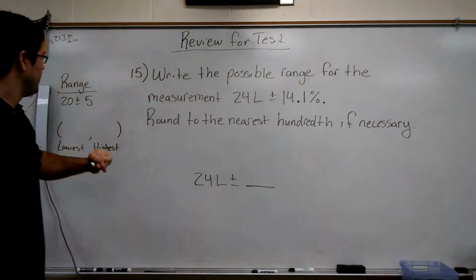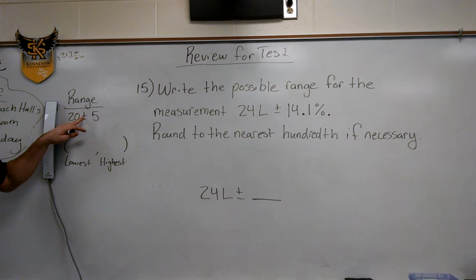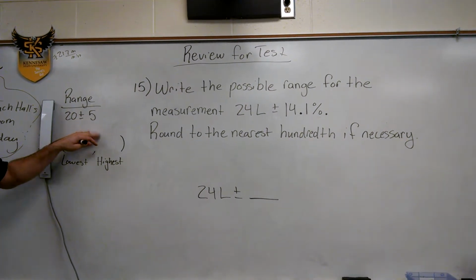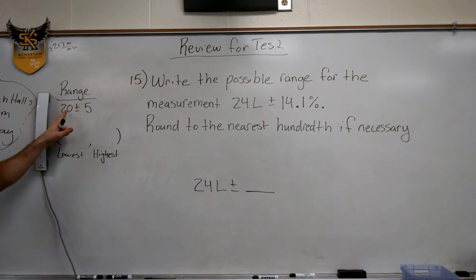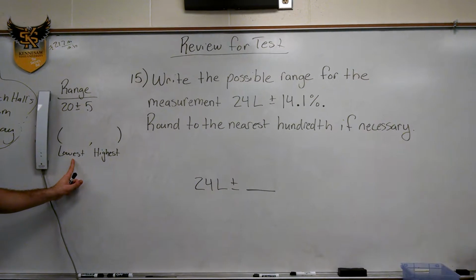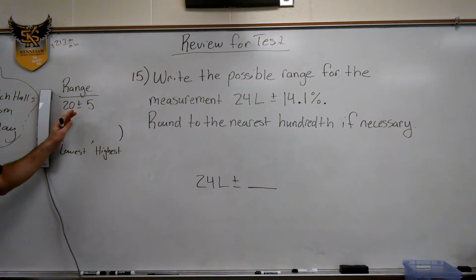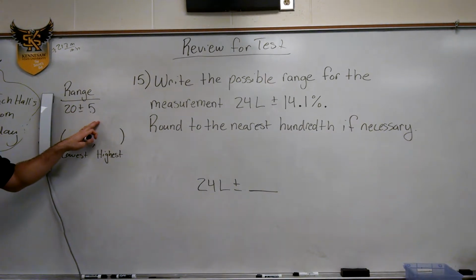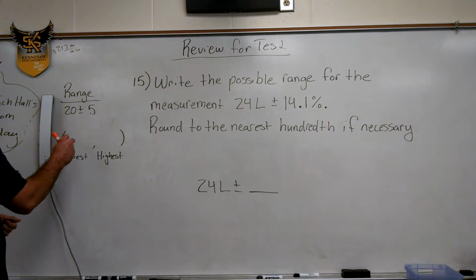If you look over here, I give you a range. The plus or minus 5 in this case is dealing with a range. What this tells me is that I need to do 20 minus 5, which gives me my lowest point, and 20 plus 5, which gives me my highest. So for instance, the range 20 plus or minus 5 tells me that I do 20 minus 5, which is 15, which would be my lowest.